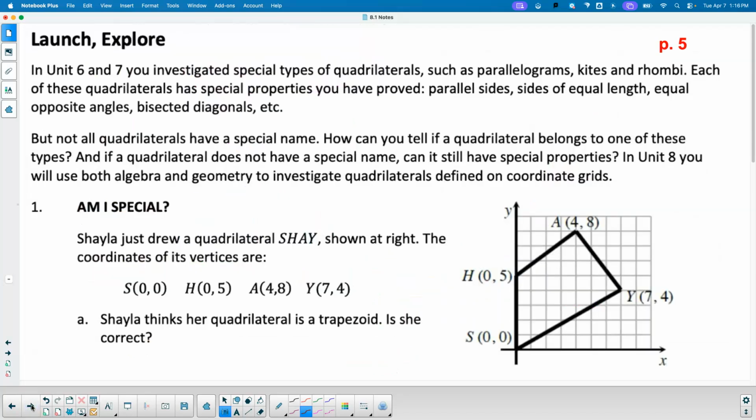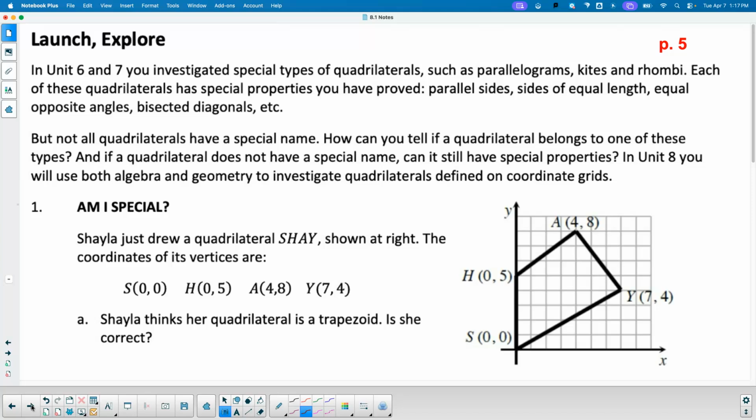In Unit 6 and 7, we investigated special types of quadrilaterals such as parallelograms, kites, and rhombi. Each of these quadrilaterals has special properties that we prove: parallel sides, equal lengths, equal and opposite angles, bisected diagonals, all that fun stuff. All of that is available to you on the back of your yellow toolkit.